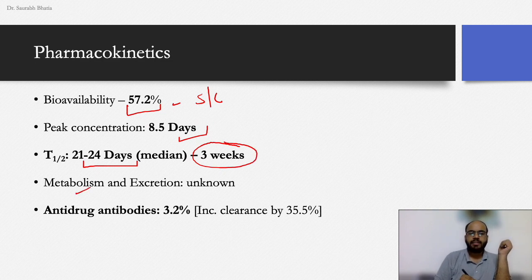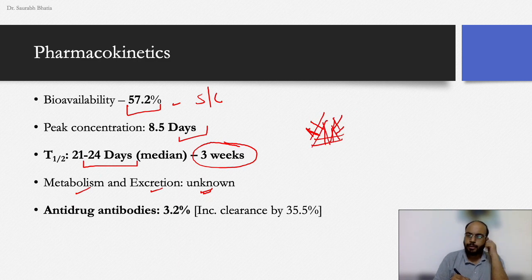The metabolism and excretion is unknown, but remember that this is an IgG1 molecule. And IgG1 antibodies are made up of amino acids and proteins. The way they degrade is by breaking down of these immunoglobulins into small amino acid chains, and then they are excreted by the kidneys. So as of now, the metabolism and excretion is not known, but we can surmise that like the other immunoglobulins, ustekinumab would also undergo degradation and excretion by the kidneys.